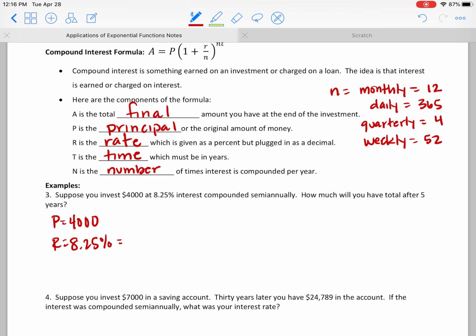So number 3, suppose you invest $4,000 at 8.25% compounded semi-annually. How much are you going to have total after 5 years? So we have a principal amount of $4,000. We have a rate of 8.25%, and that's going to go in as 0.0825, the decimal. Compounded semi-annually means N is 2 times per year. Right, semi-annually is where I got the N equals 2. And then how much you're going to have after 5 years, so T is 5.